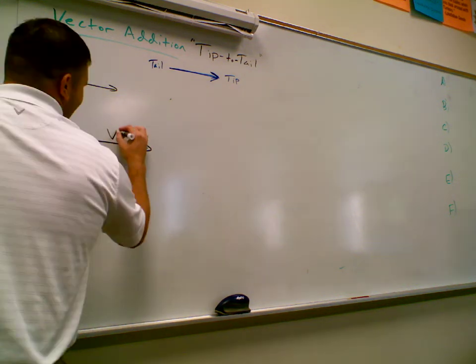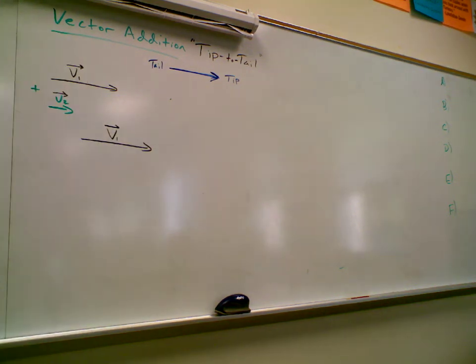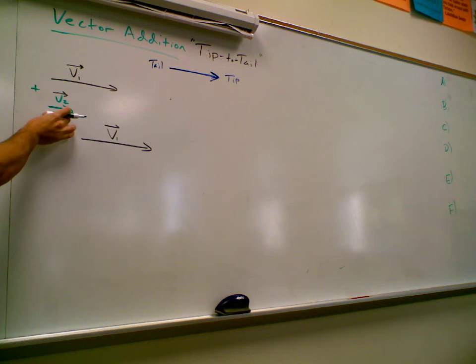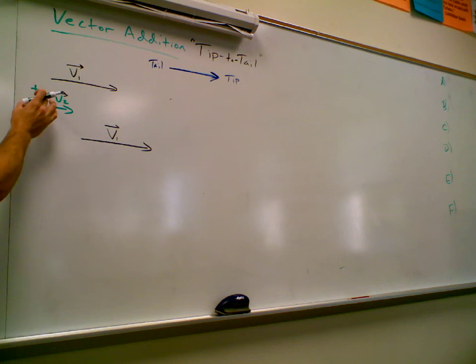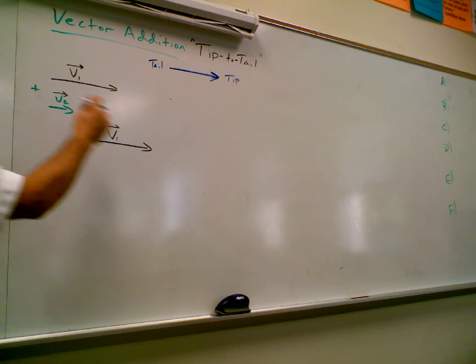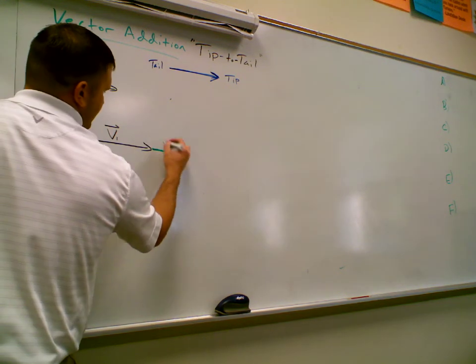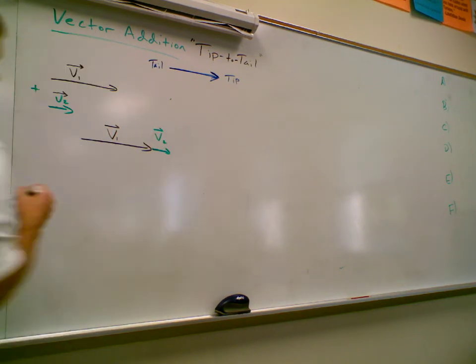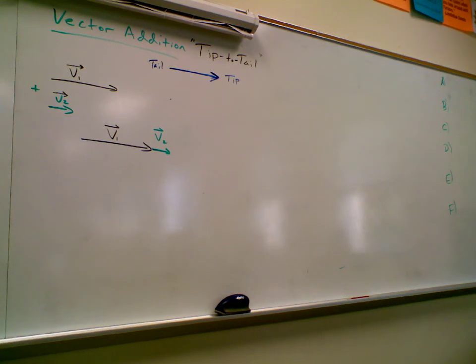Alright, so here's V1. Now I'm going to take V2, and where am I going to put V2? In front of V1, so that the tail of V2 is where on V1? At the tip. Yes. So now I'm using the tip to tail method, and I'm adding those two vectors together. Then that's the resultant.